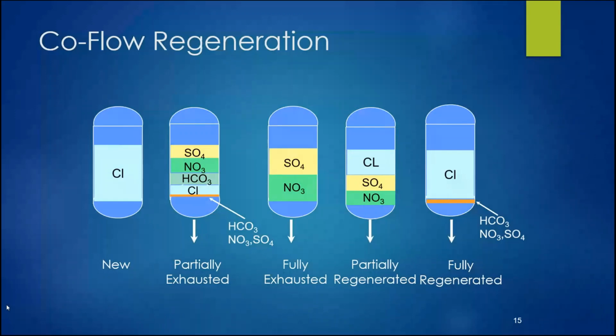The most thorough regeneration occurs in the zones first contacted by fresh regenerant. The result is that the bottommost resin may still have some contamination and may not be 100% regenerated. Consequently, these systems have a higher leakage rate of the contaminant ions than the counterflow alternatives.